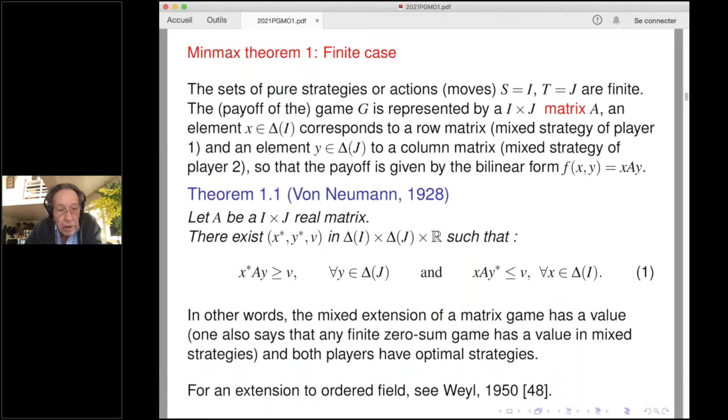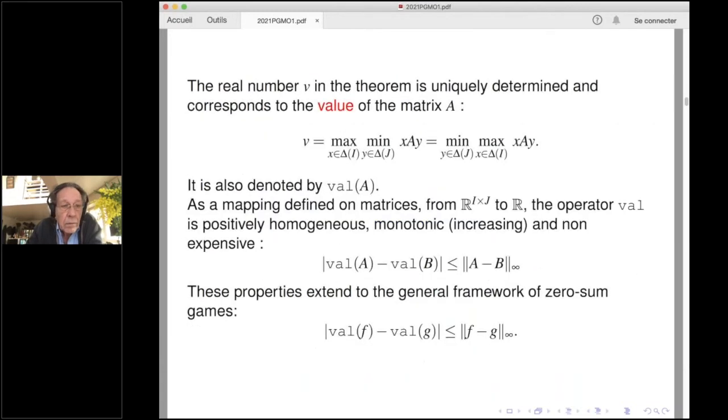I will say that any finite zero-sum game has a value in mixed strategies, and both players have optimal strategies. This was for a matrix with values in the reals, but there is the same theorem in an ordered field. The real number in the theorem is uniquely determined and is the value of the matrix. So V is the max min and the min max. It's also denoted by val(A).